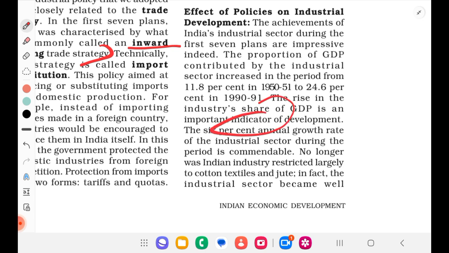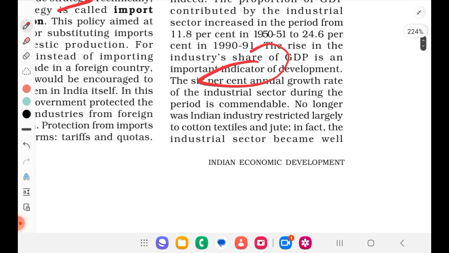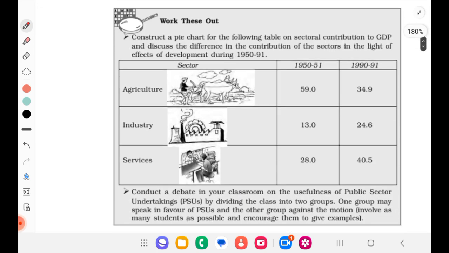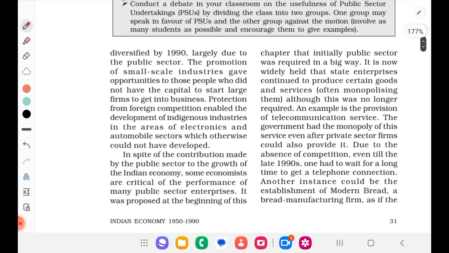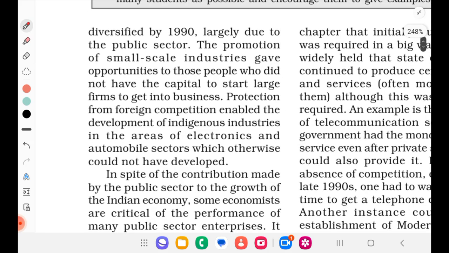No longer were Indian industries restricted largely to cotton, textile and jute. In fact, the industrial sector became well diversified by 1990, largely due to the public sector. The promotion of small-scale industries gave opportunity to those people who did not have the capital to start large firms to get into business.